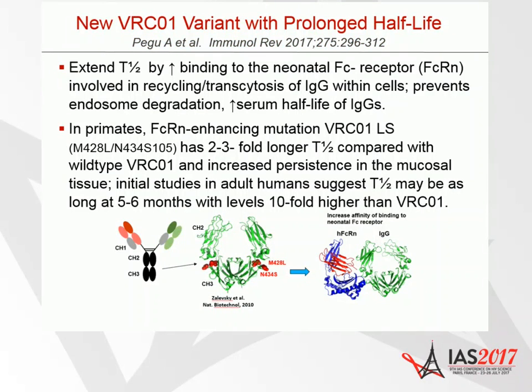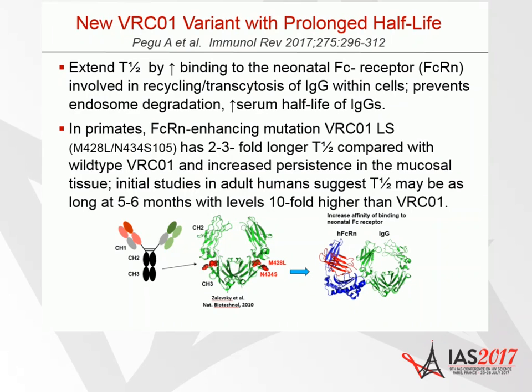So now we have a new antibody that has an extended half-life. If you mutate the antibody and increase binding to the neonatal Fc receptor, which is involved in recycling and transcytosis of IgG within cells, it prevents degradation, increases serum half-life, and in primates, VRC01LS has a 2 to 3-fold longer half-life compared to wild type and increased persistence in the mucosal tissue, most important.